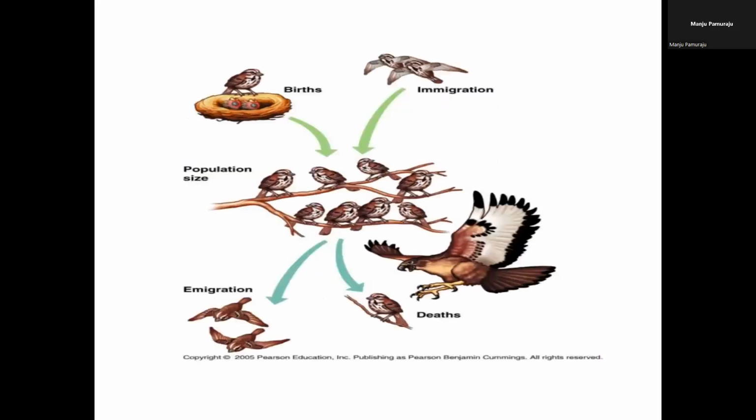So here, in a population of birds, due to immigration, a bird comes from another area and occupies this area. Due to births by reproduction, the population size increases. Whereas emigration, that is moving from this area to another place, decreases the size of the population, and so do deaths.